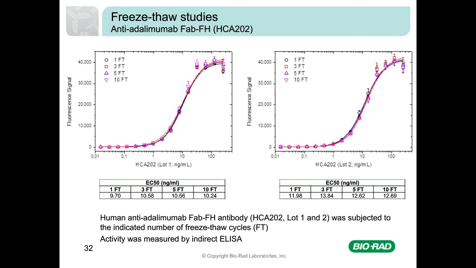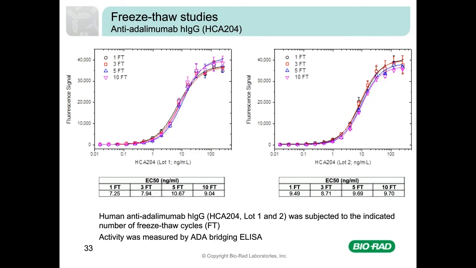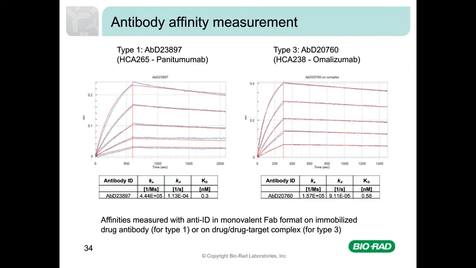Similarly, 2 independent batches of the anti-Golimumab antibody HCA204, which is in human IgG1 format, were also tested for activity after freeze-thaw cycles, this time using an ADA-bridging ELISA setup. Also for this antibody, both lots perform very similarly and do not show a significant decrease in activity even after 10 freeze-thaw cycles.